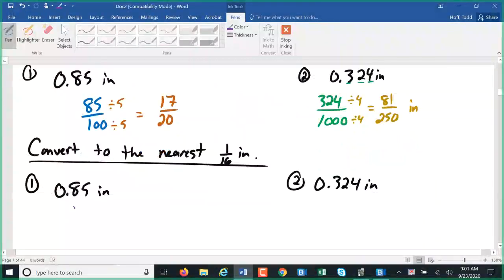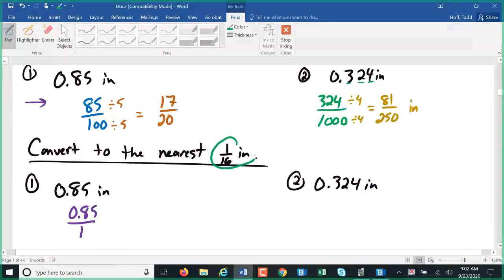Here we take the 0.85. Notice we still have the decimal in it. Up here, the first thing we did was remove the decimal point, and we gave it the appropriate denominator for the number of decimal places that it used to have. Here, we're not going to do that. We're going to keep the decimal point in it exactly where it was before, and we're just going to put it over a denominator of 1.